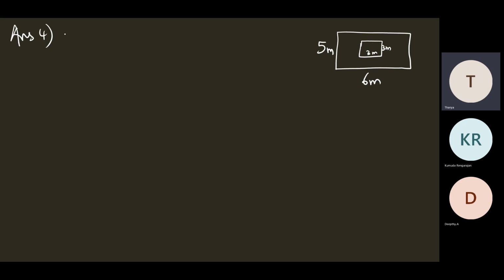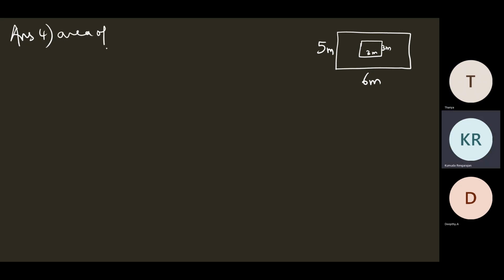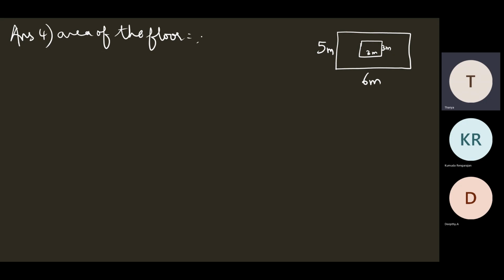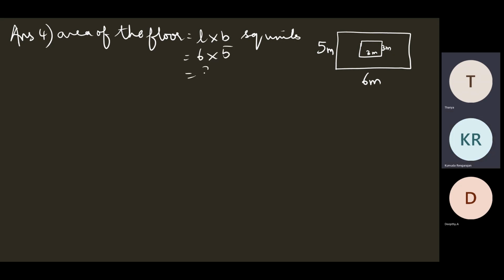Ma'am, we should find the area of the floor. Yeah, area of the floor. Area of the floor is equal to, what's the formula? L into B square units. Very good. So what is the length? 6 into 5. Very good. So 30, what is the unit? Meter square. Very good.